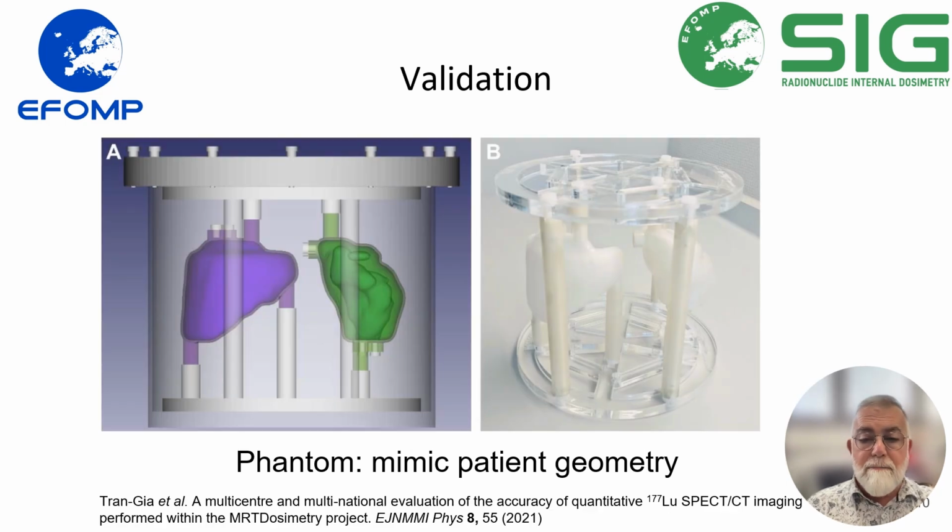Here's another example of a phantom that mimics patient geometry, but here again, it's only the region or the volume you are interested in. Here is the kidney, so you've got a phantom that is made with 3D printing, and it has cortex and medulla that you can fill independently. So that's a good phantom to test quantitative imaging of kidney, and obviously that's for PRRT with lutetium-177.